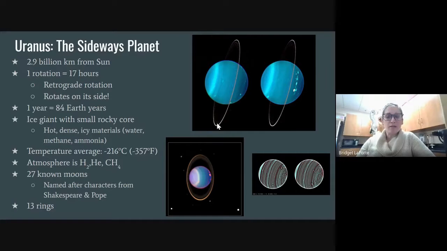And it also has rings, similar to Saturn, nowhere as beautiful or as thick, but it also has a series of very thin rings that sit around this planet. And you can see some really cool images of this kind of goofy sidewinding planet.